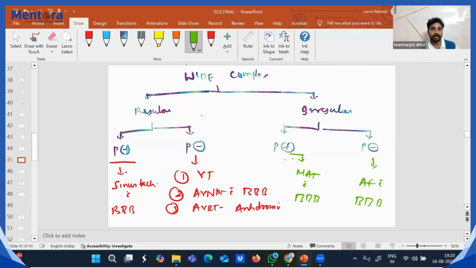You can just go through the previous class. Similarly, irregular with P waves present means MAT with bundle branch block. Irregular with P waves absent, AF with bundle branch block. Simple flowchart. Right? Okay. Understood? I can go ahead.